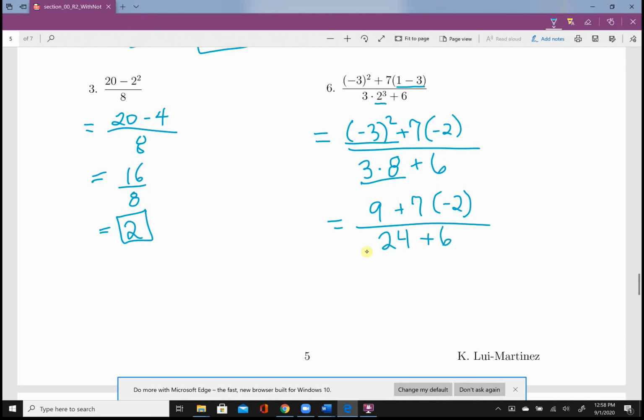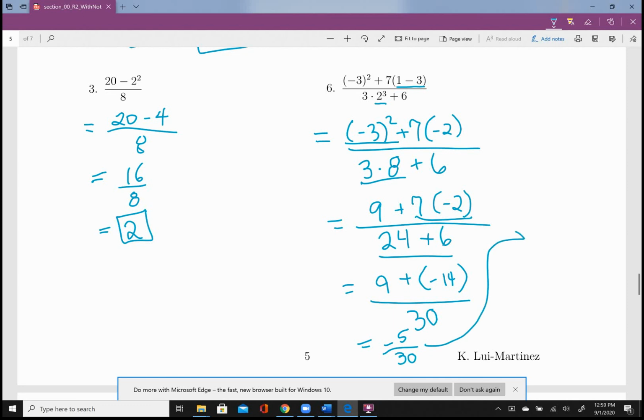There's only one last operation in the denominator, so obviously I'm going to do that. And then here it's multiplication first. That'll yield 9 plus negative 14, right? Because 7 times negative 2 gives the negative 14, and I'm choosing to keep it in parentheses in order to keep it straight that I'm adding a negative number. And then down below it looks like it'll be 30. Okay, now we can add these two integers. 9 plus negative 14 will be negative 5 over 30.